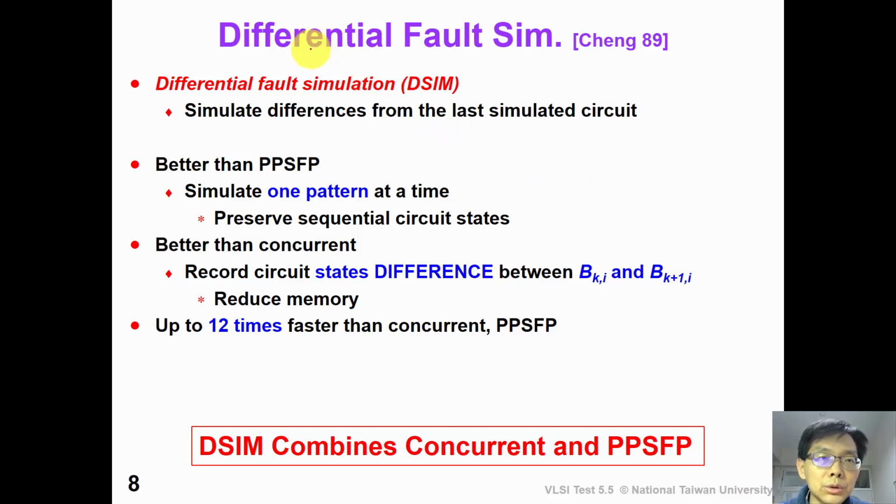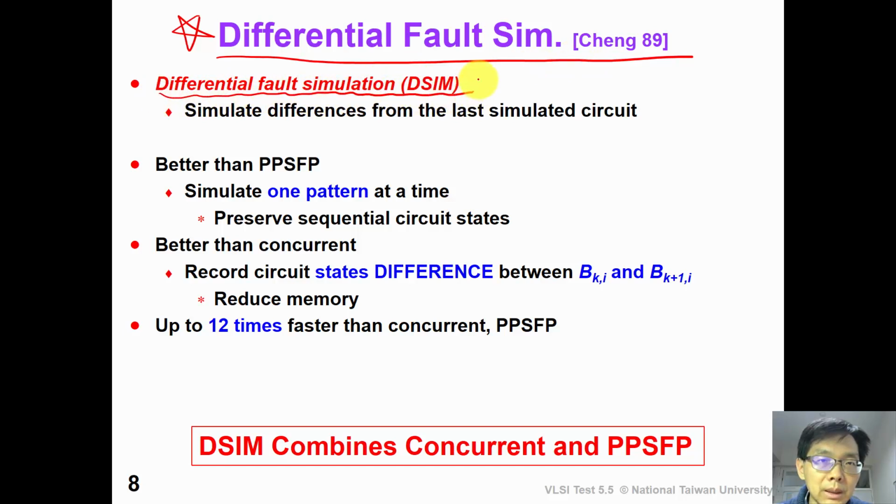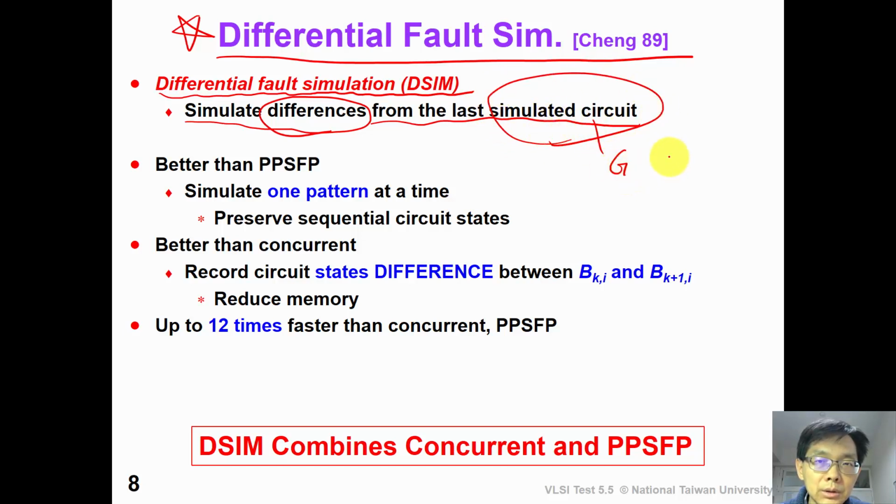Now let's introduce the differential fault simulation proposed by Chen in 1989. The full name is called differential fault simulation, or DSIM. The idea is that we record the difference of flip-flop state from the last simulated circuit. This can be either a good circuit or a faulty circuit.